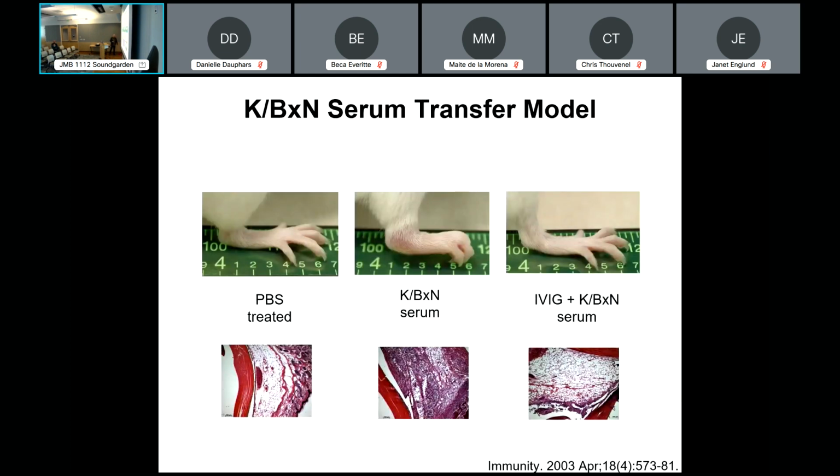And so when I was a postdoc, we were trying to figure out how this could be. And so one of the models that we use is this K/BxN serum transfer model. And this was developed by Diane Mathis and Christophe Benoist when they were in Strasbourg.